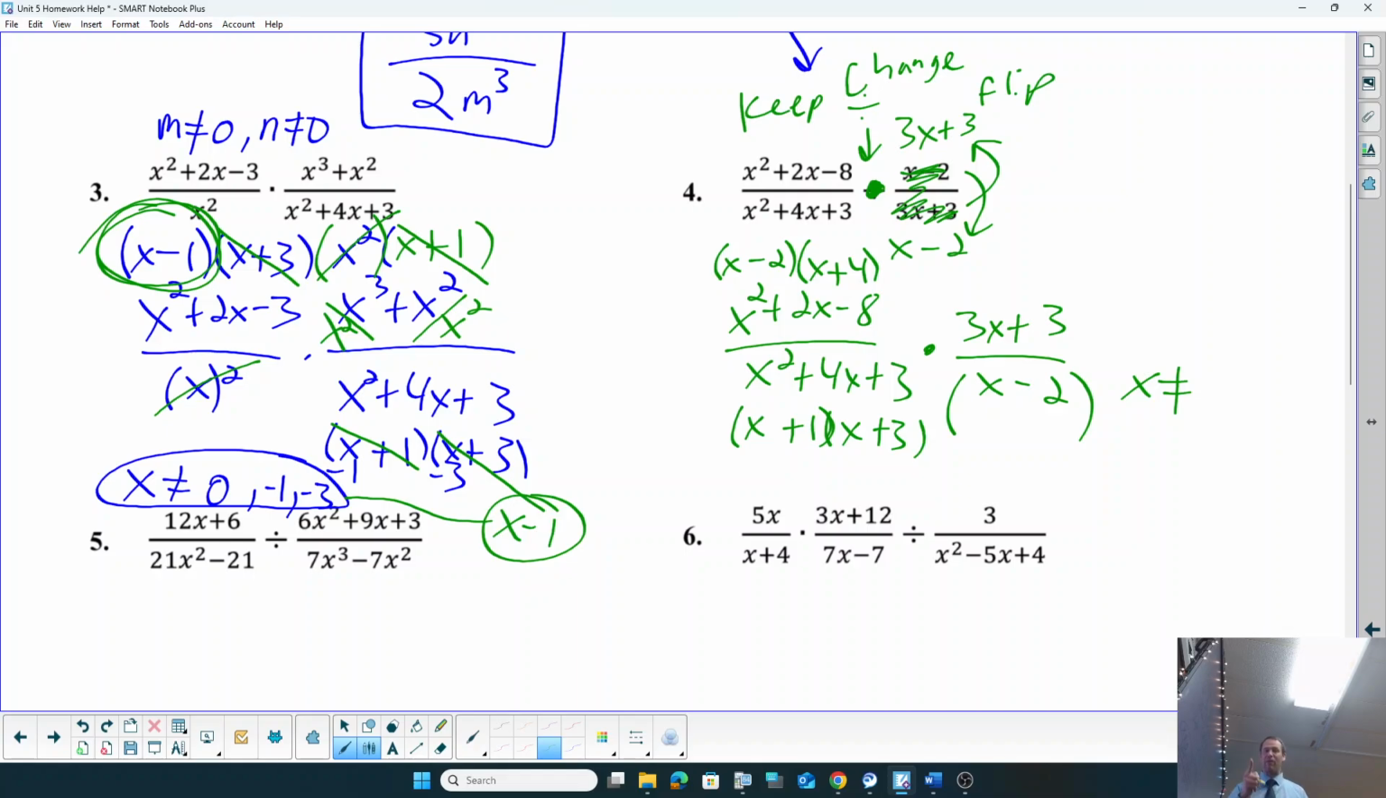Uh-oh, more than that. Remember, keep, change, flip. There was a 3x plus 3 in the bottom. So we actually have to use the restrictions for this one, this one, this one, and this one. Okay, so x can't equal a -1. -1 would be bad, as well as a -3 would be bad, as well as a +2 would be bad, as well as a -1 would be bad, which we already have. So we're golden.